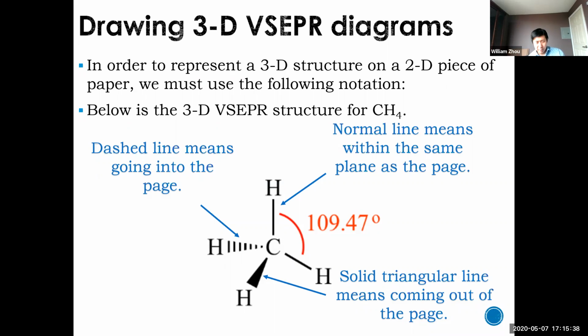109.5 degrees. Okay, so if you can manage to hold this in your hands, you can see that you can turn it in all kinds of directions. You're going to see the exact same thing. It's perfectly symmetric. Every angle is 109.5. Okay, so that's how you would draw a VSEPR structure.